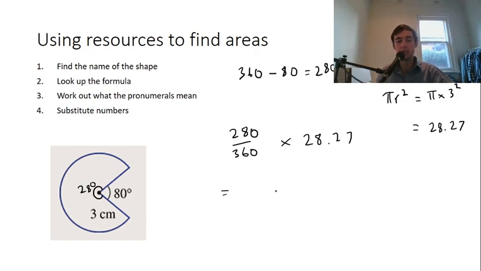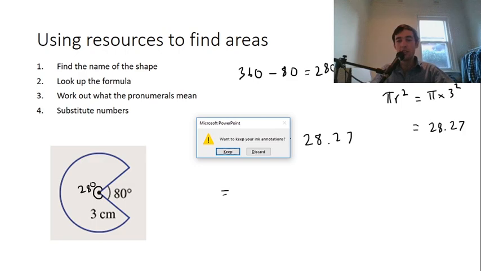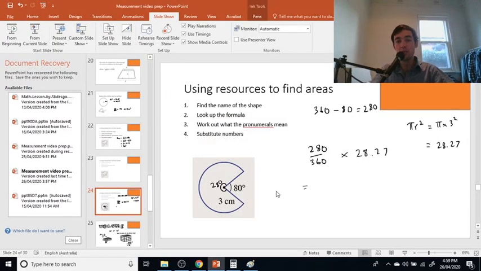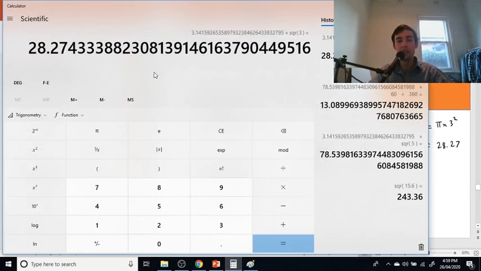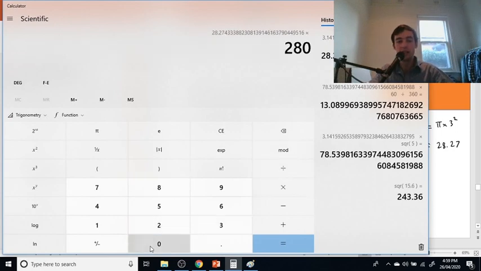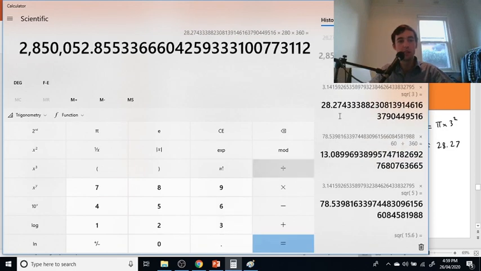All right, now let's work this out again. We had that 28.27, or the more accurate version, on the calculator already. So let's use that. Times 280 divided by 360. That's our fraction. And we end up... What have we done wrong? This is not good. This number is so much bigger than the other numbers, so it must be wrong.